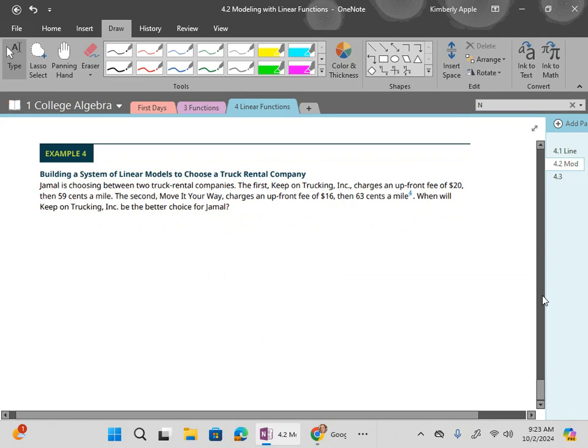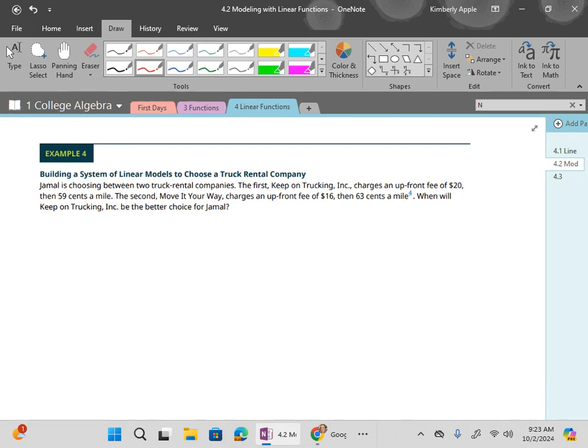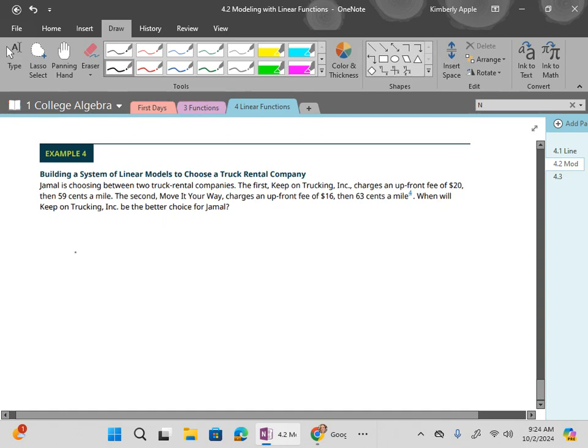All right, so you're going to use a system of linear models. Hey, guess what? We just did that. To choose a rental truck company. So you've got 2 rental truck companies: Keep On Trucking, and Move It Your Way. Notice you have 2 different scenarios here, 2 different patterns. So I'm going to skip all of the other stuff, and I'm just going to go ahead and write a function for Keep On Trucking and Move It Your Way.